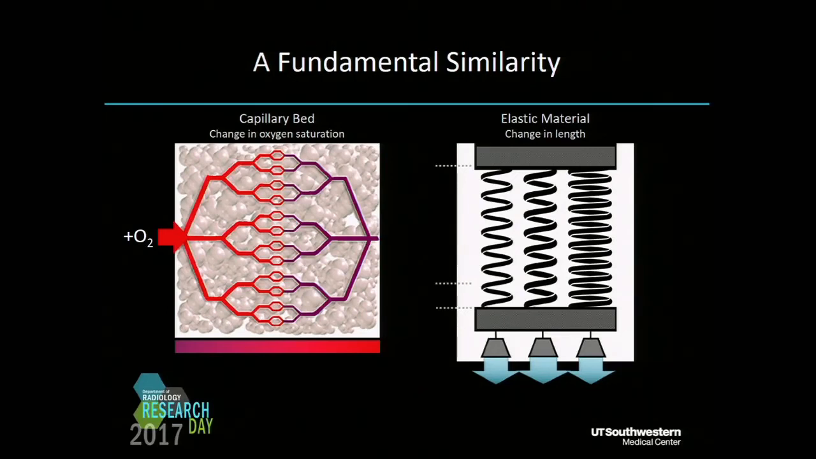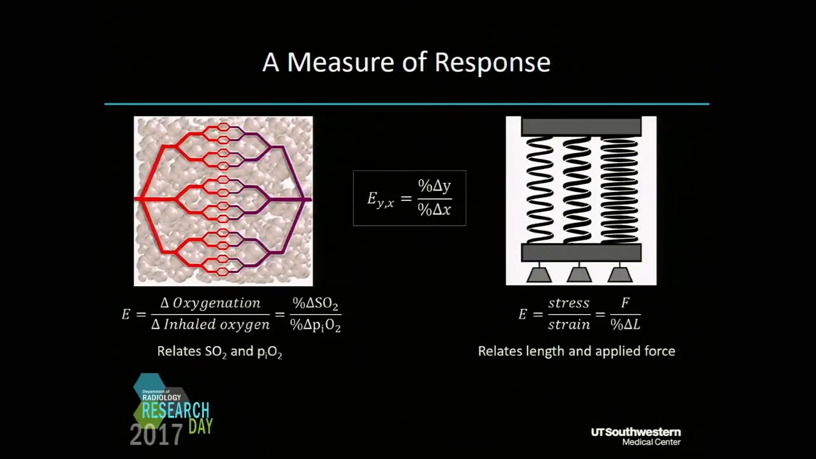The summary statistic for this stretching is known as the elasticity. These are the only equations here. And so it just relates the applied force to the percent change of the length. Similarly here, we're changing the percent of oxygen in the inhale gas, and looking at the percent change in oxygen saturation. This has a number of good mathematical properties that I'm not going to go into, but this seems to be a fairly ideal way to summarize this sort of experimental data.